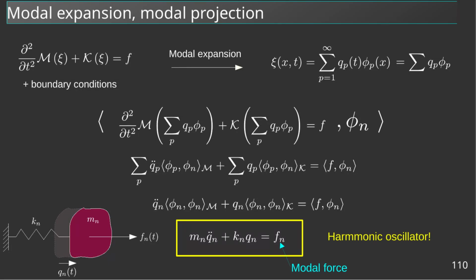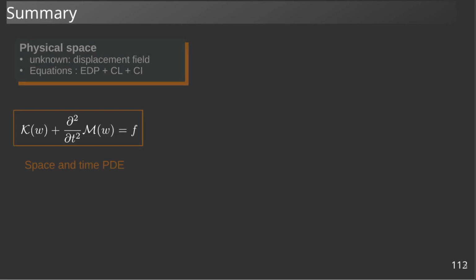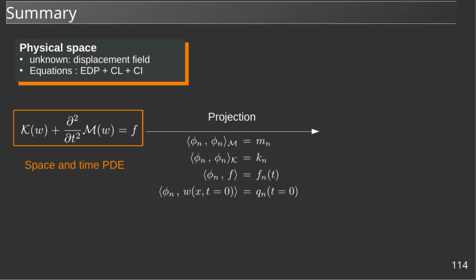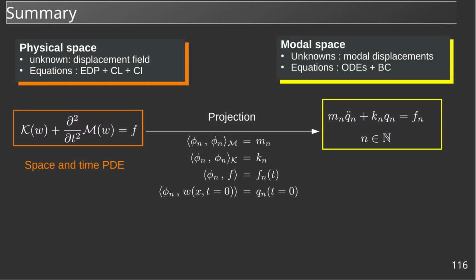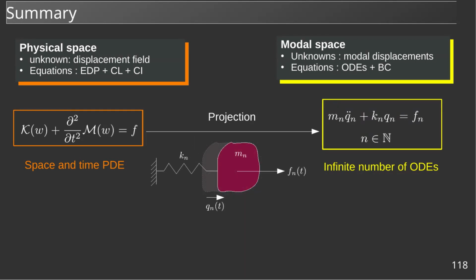The solutions of this oscillator equation are well known. Let us summarize what we have just shown. We are interested in this type of dynamic equation where a mass operator, a stiffness operator, and a time-dependent force distribution appear. It describes the dynamics in the form of a set of partial differential equations, boundary conditions, and initial conditions. We make the modal decomposition and we project the equation on the modes to obtain an infinite number of oscillator equations. We are in a modal space. The unknowns are the modal displacements, and we now have an infinite number of ordinary differential equations in time that we know well since they are harmonic oscillator equations.